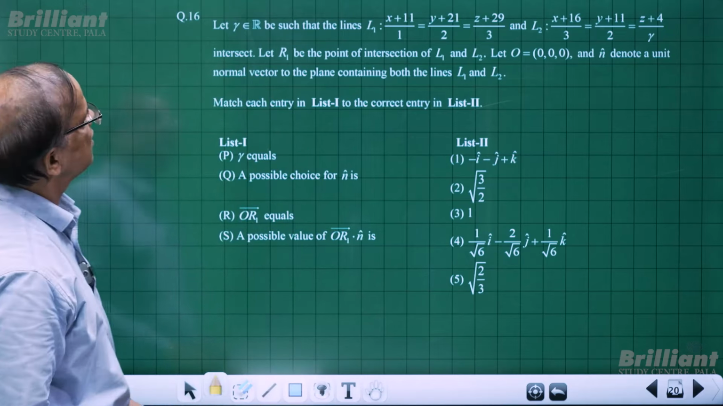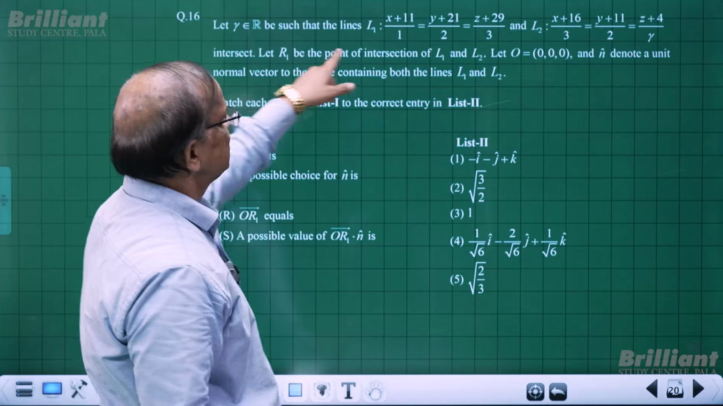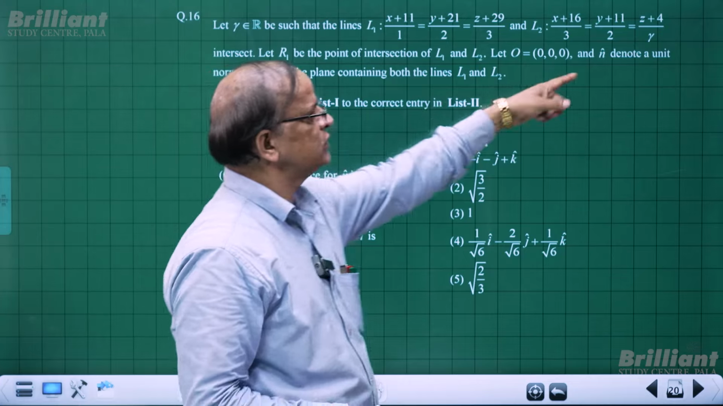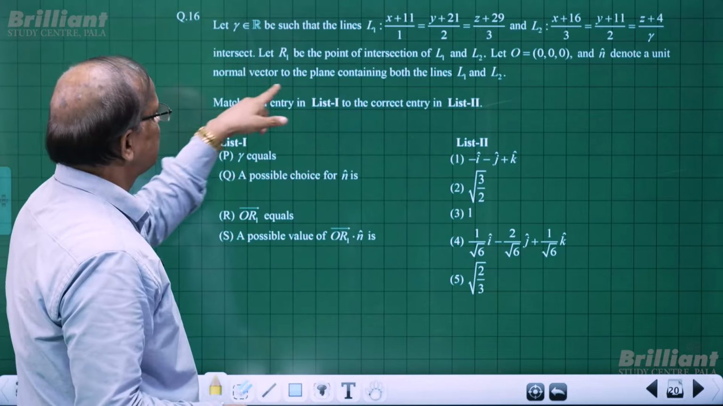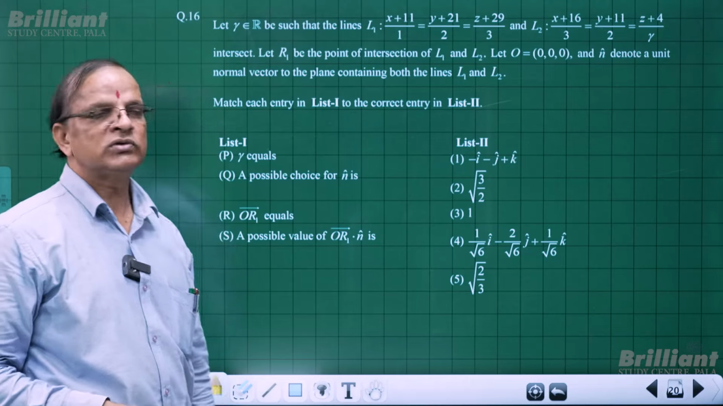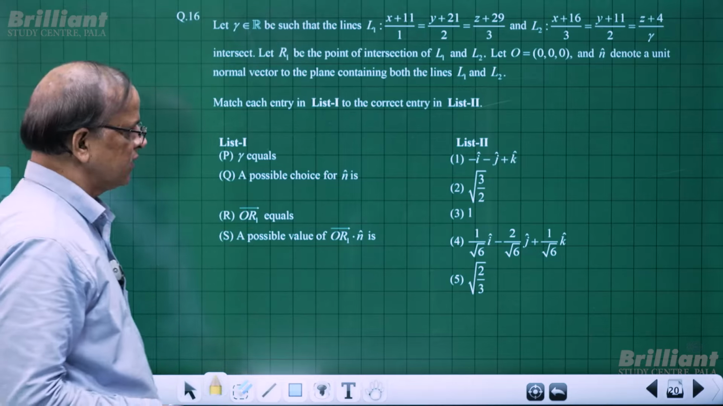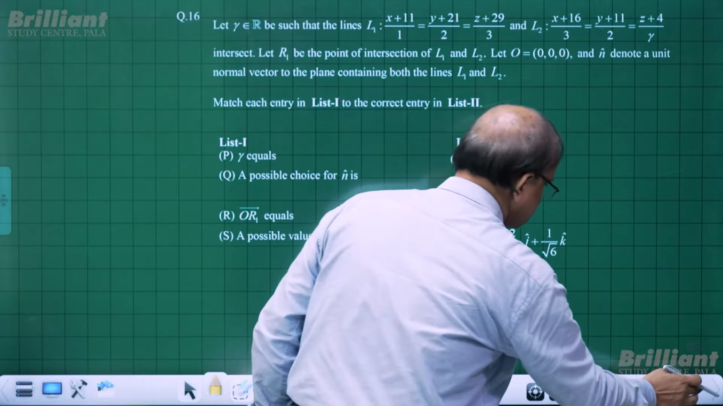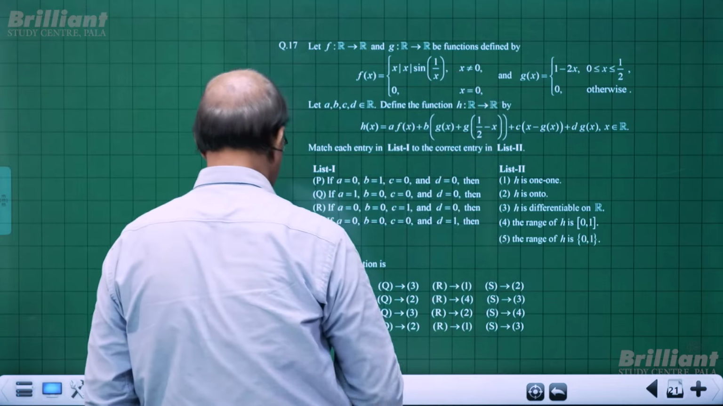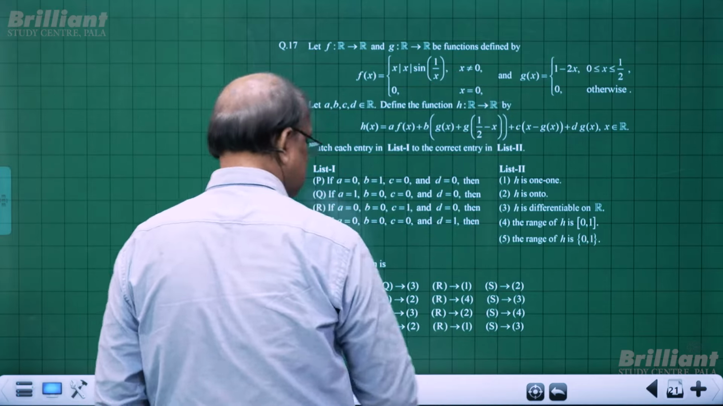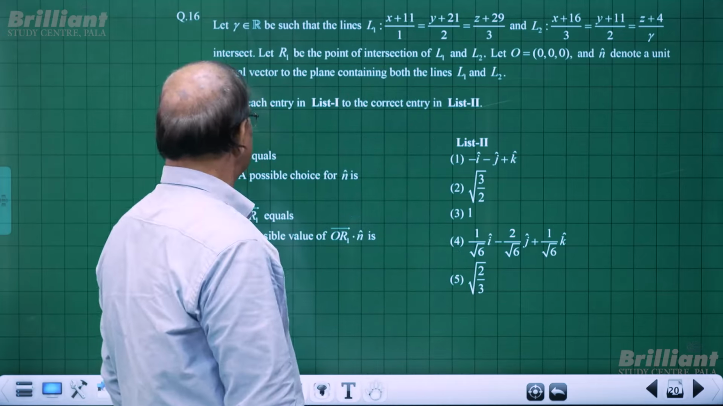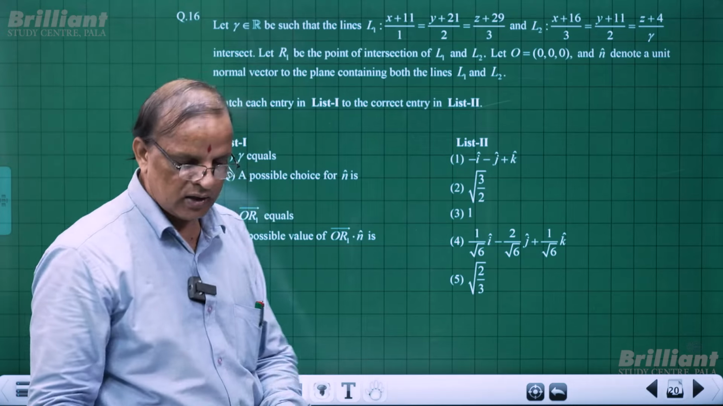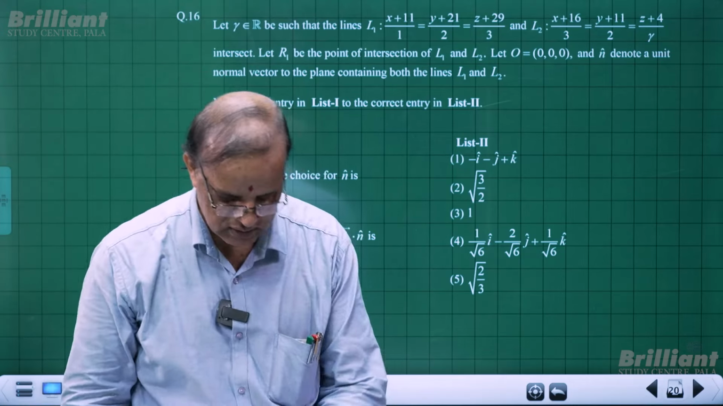Okay. Now next is a 3D question. There are 2 lines given, L1 and L2, intersecting at R1. Let N bar denote the unit normal vector to the plane containing both lines L1, L2, then match. I think options are here. Oh, not given. Options are not given. Okay, I have the options, I will write them.